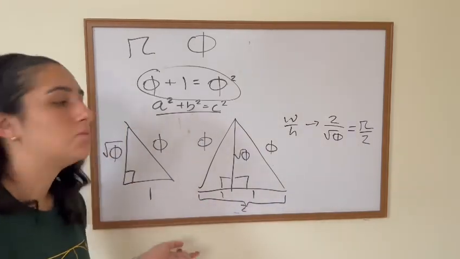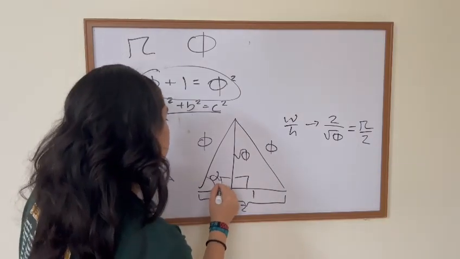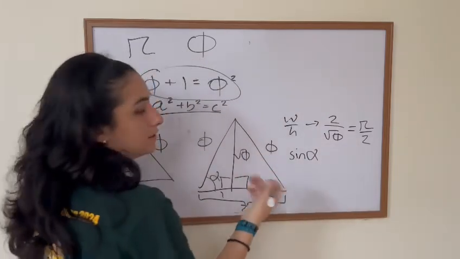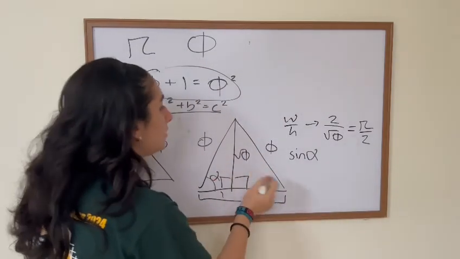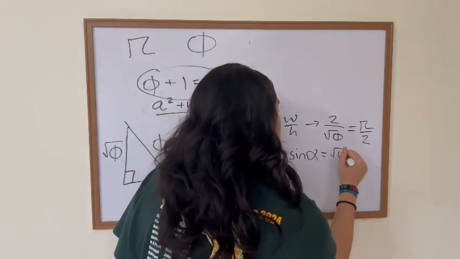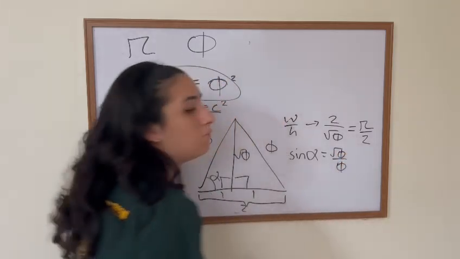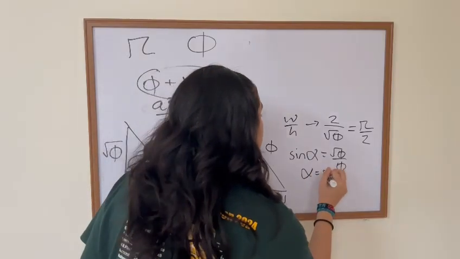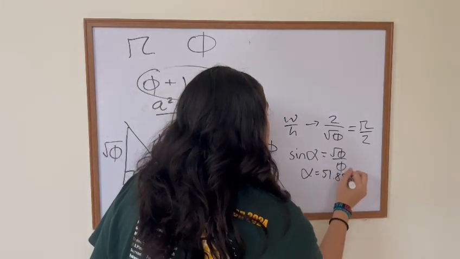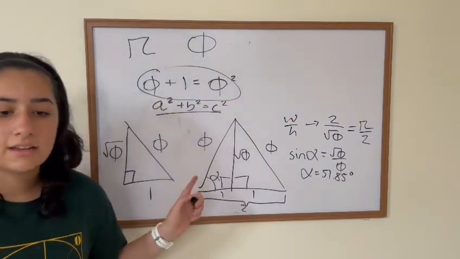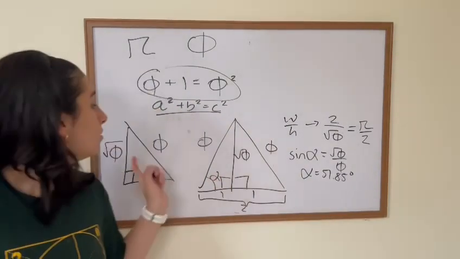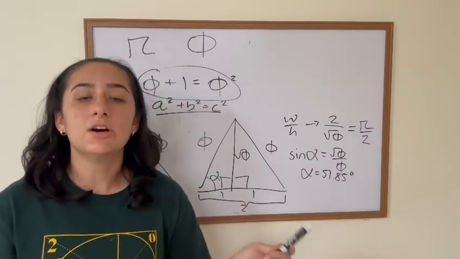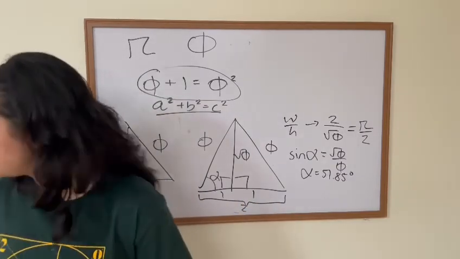But why don't we look at the angle as well? So let's call this angle here alpha. Let's do sine of alpha, right? We know the height, we know the side lengths, we can do some trigonometry. That's equal to the square root of 5 all over 5. And with the use of a calculator and sine inverse, we get that alpha is equal to 51.85 degrees. And that is not only the angle that corresponds to the golden triangle, but is the exact angle that is known as the slope angle of the Great Pyramid of Giza.